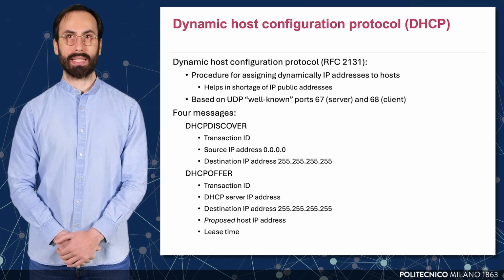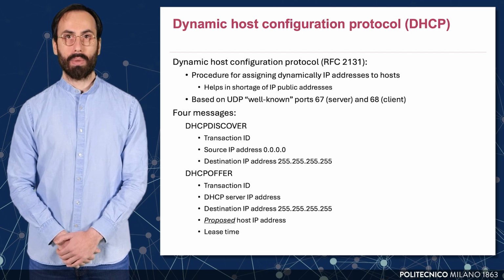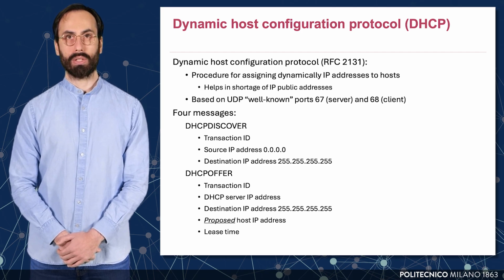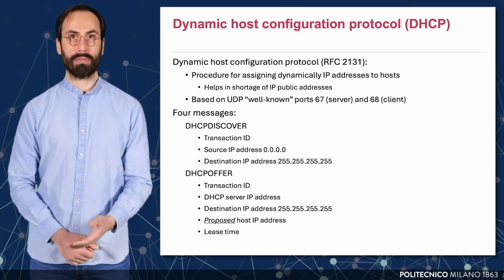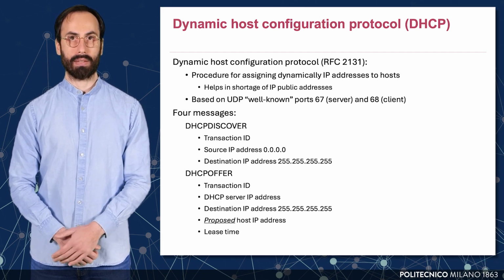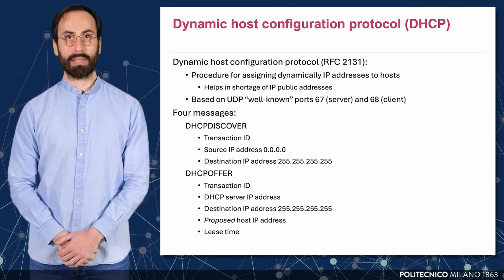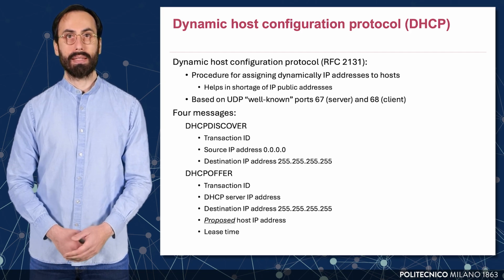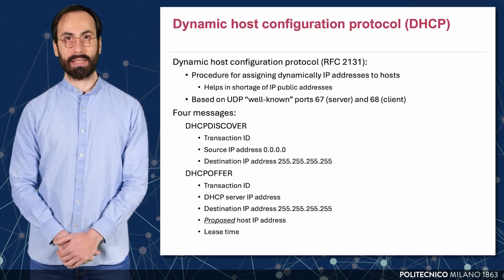It begins with the DHCP discover message, where a client with no IP address yet uses the source address 0.0.0.0 and broadcasts to 255.255.255.255 to request network configuration. This message includes a transaction ID to track the exchange.